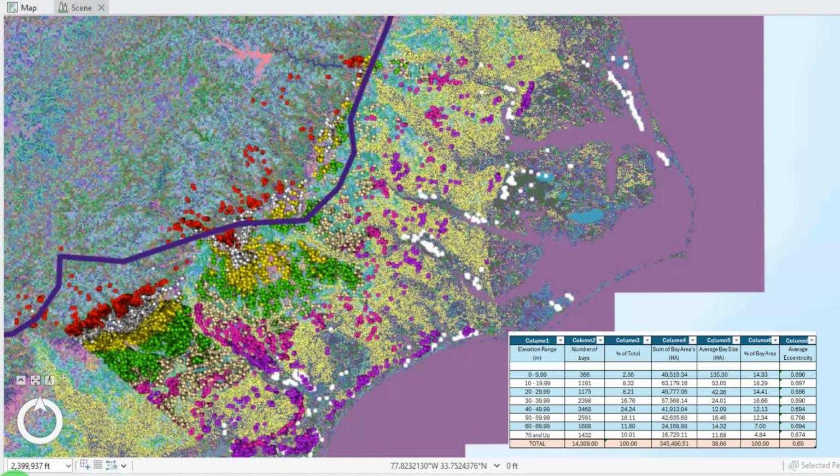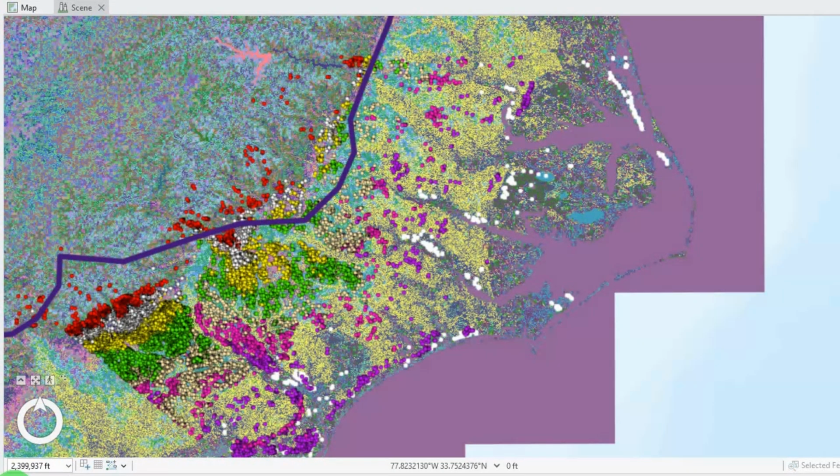So now the white is the bottom level. That's the sea level to 9.99 meters above. That's 366 bays. That's 2.56% of all the bays. So 2.56% of the bays basically are within 30 feet of the sea level.